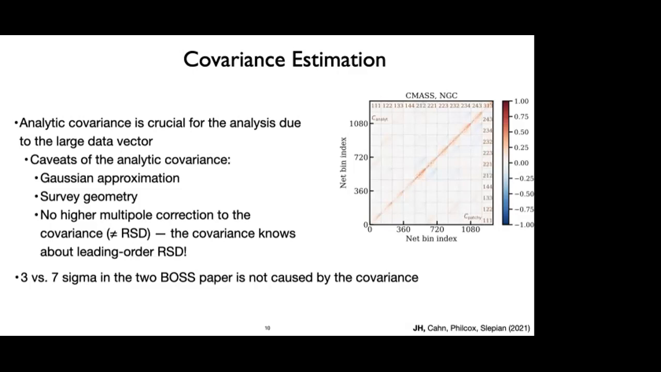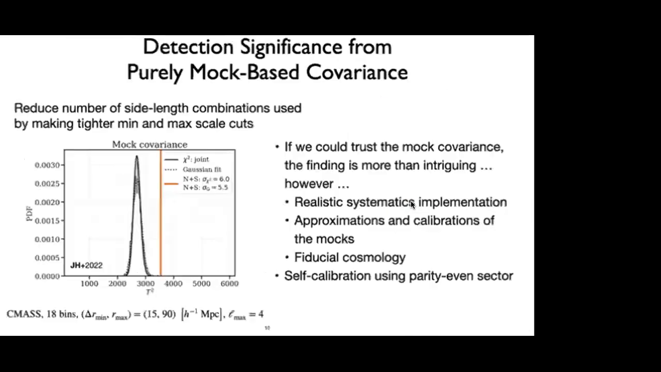And now comes an interesting question: whether the difference in the two BOSS papers is caused by the covariance. And the short answer is not really. In fact, we used almost the same analytic covariance matrices up to some calibration parameters. And we'll also have more dedicated discussions during the roundtable session.